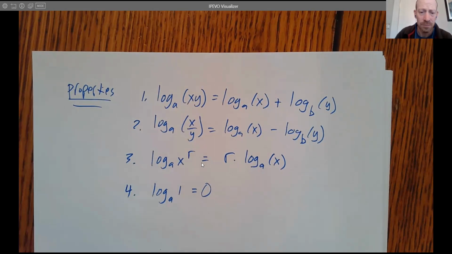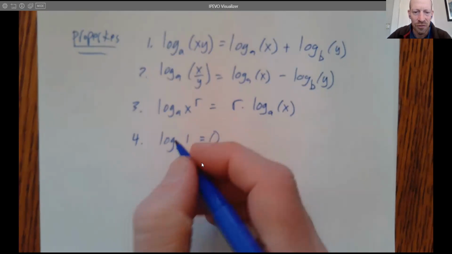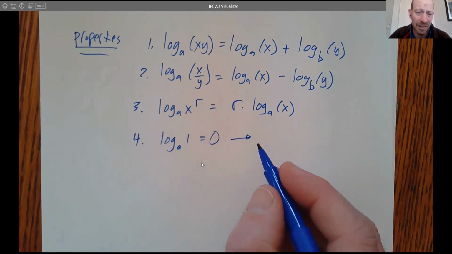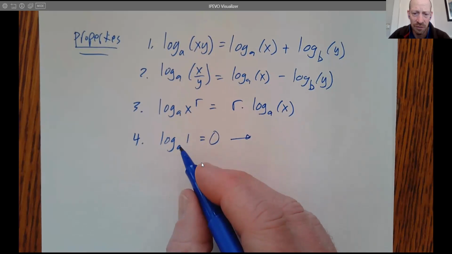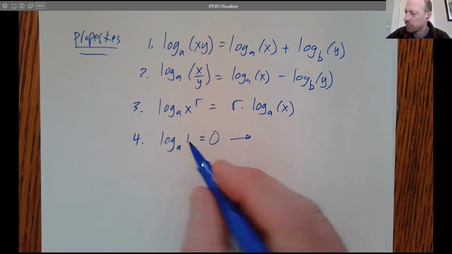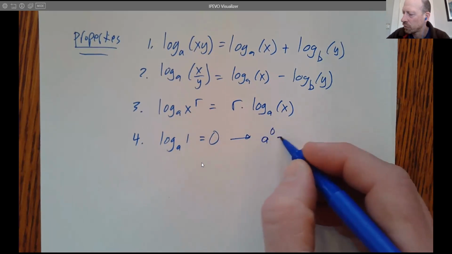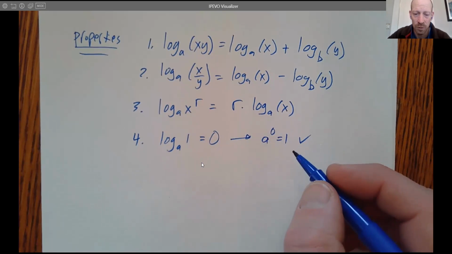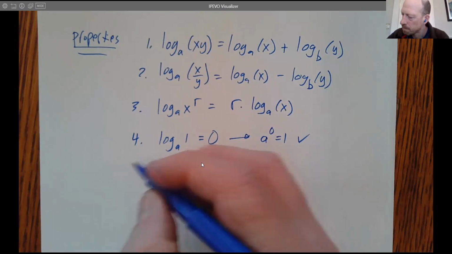Okay, sorry about that. And this one you can come up with, so you don't really need to memorize this as a formula, because if I convert it to an exponential, it says a to the 0 equals 1. And that's, of course, true for any value of a.